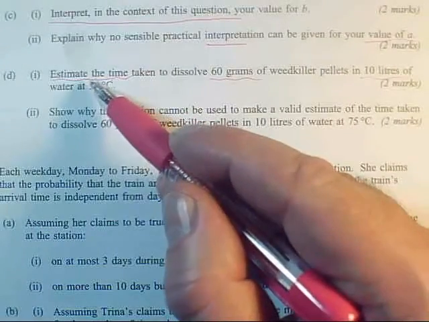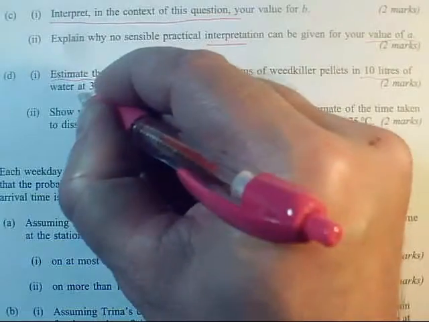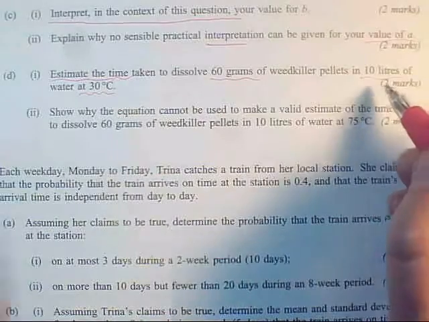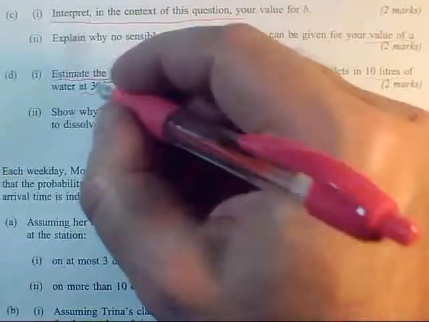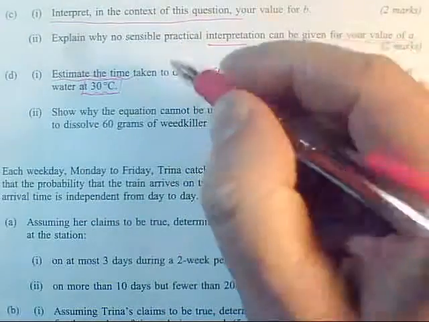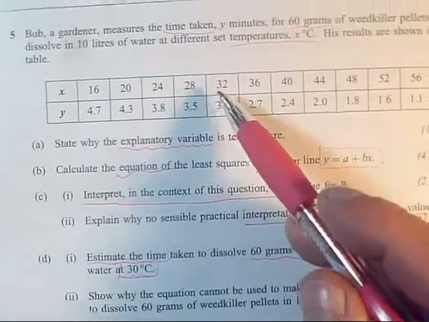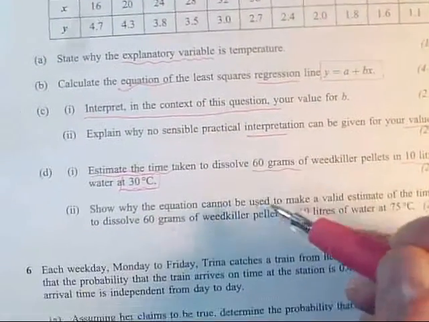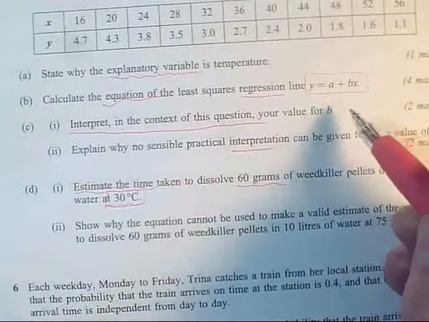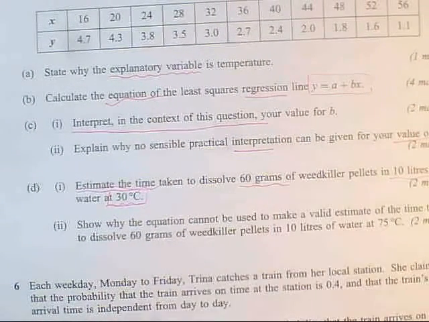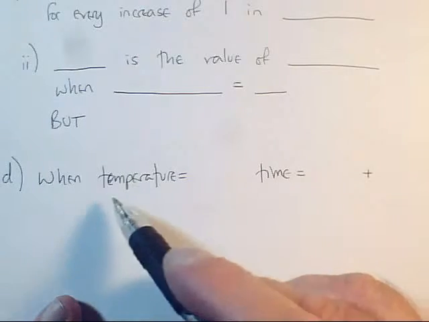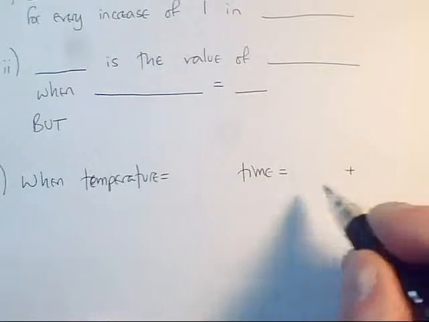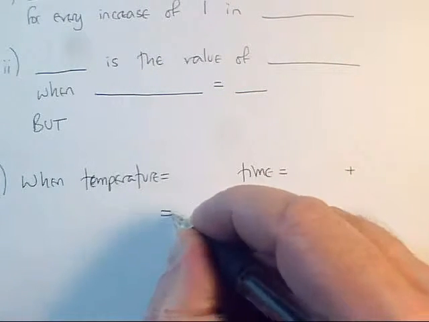In part D, we've got to do an estimate of various stuff. The actual important number here is the 30 degrees C. 60 grams and 10 litres have been constant throughout the entire question, but 30 degrees C is actually one of our identified variables, which are temperature and time. So we've got a temperature, so we're going to insert that into our ax plus b formula to get a time. So in your solution, you're going to say when the temperature equals, state the value, the time is going to be something plus something times something, fill in the numbers and get your estimated time.